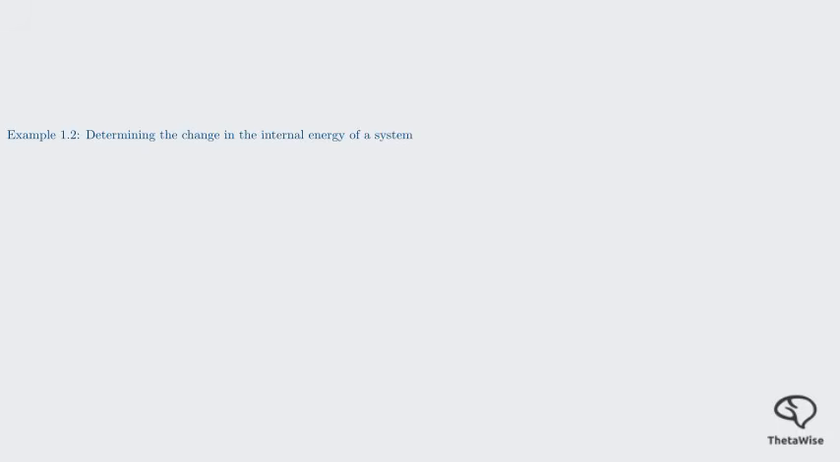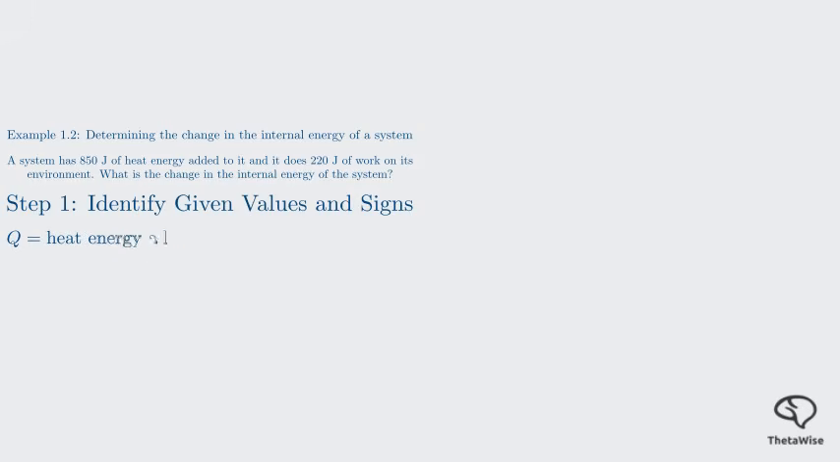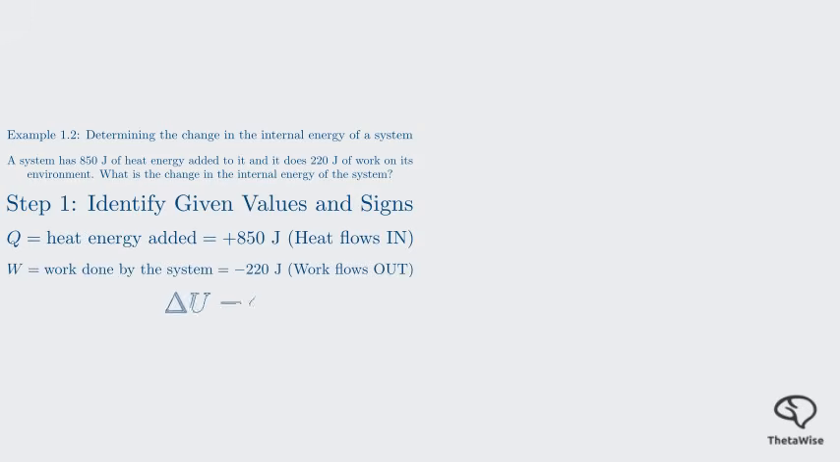Let's apply the first law to an example problem. Here's our problem. A system has 850 joules of heat energy added to it, and it does 220 joules of work on its environment. What is the change in the internal energy of the system? The first step is to identify the quantities given and determine their signs using the convention we just learned. We have 850 joules of heat energy added to the system. From our table, this means Q is positive, so Q equals plus 850 joules.